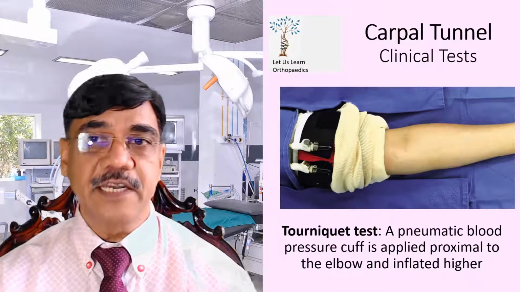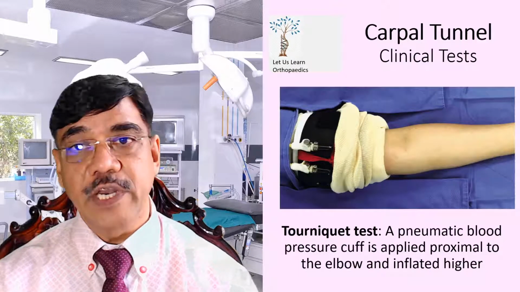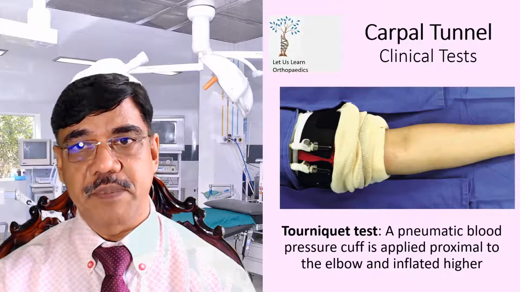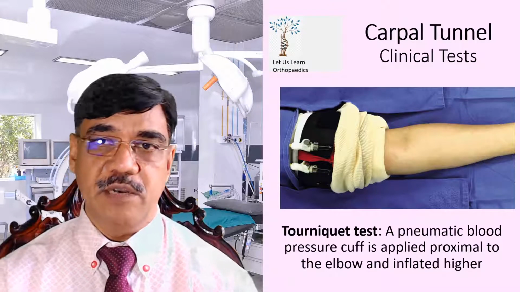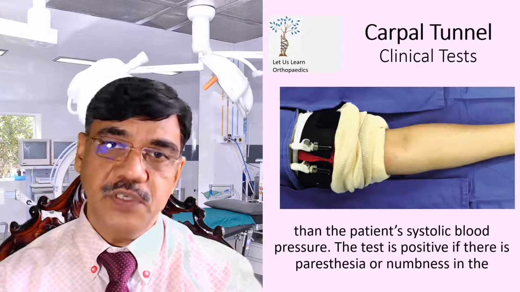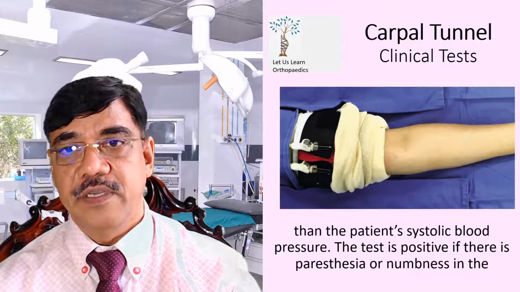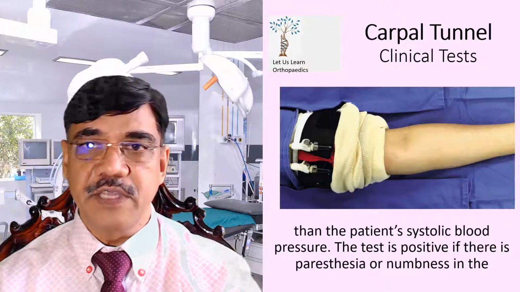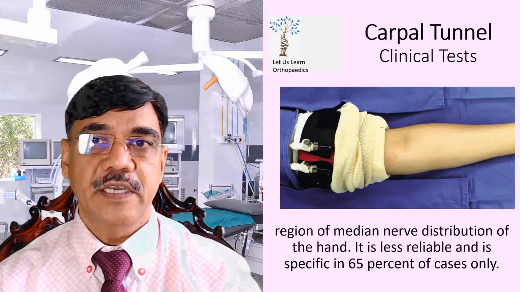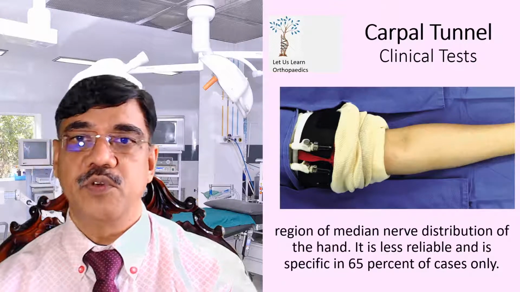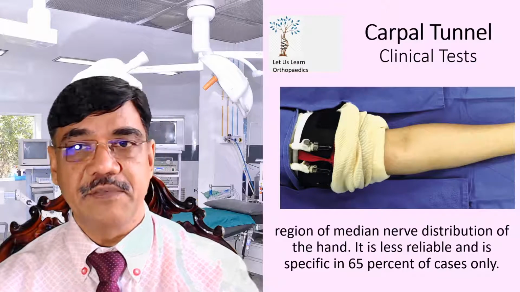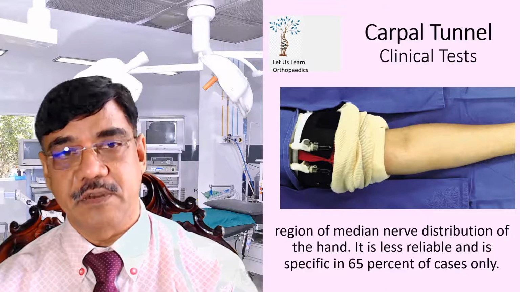The second clinical test is the tourniquet test. A pneumatic blood pressure cuff is applied proximal to the elbow and inflated higher than the patient's systolic blood pressure. The test is positive if there is paresthesia or numbness in the region of median nerve distribution of the hand. It is less reliable and is specific in only 65% of cases.